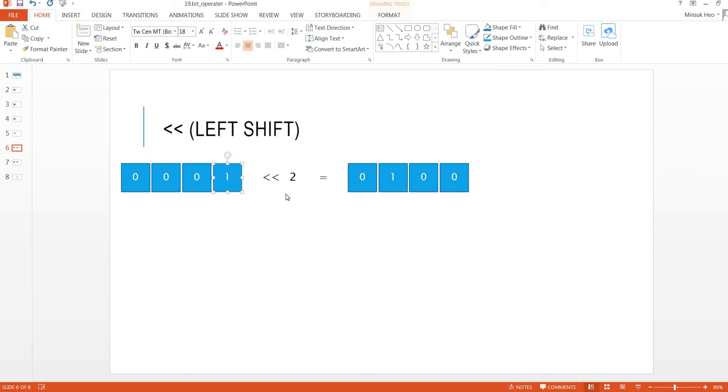When we have 1 and we shift twice, then this 1 should go 1 and 2, so it should be 0, 1, 0, 0. The next one is right shift. When we shift this value to the right side twice, then it's 1.